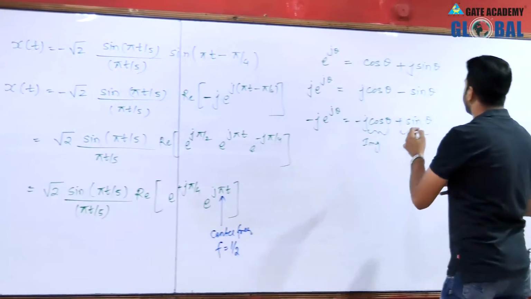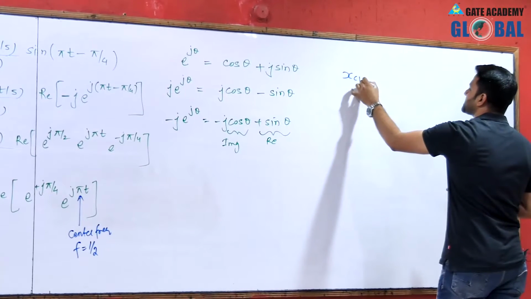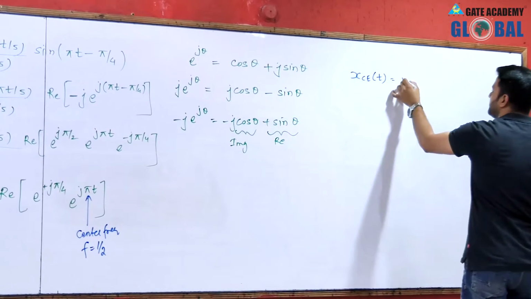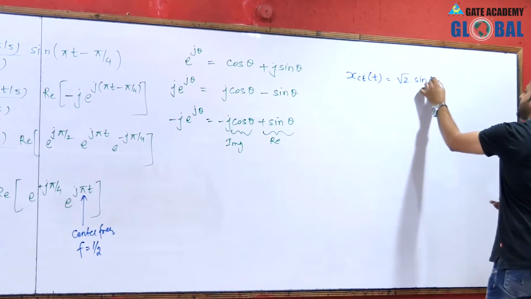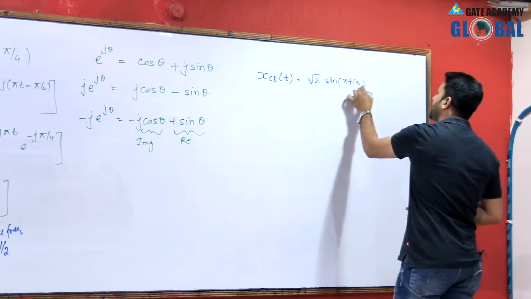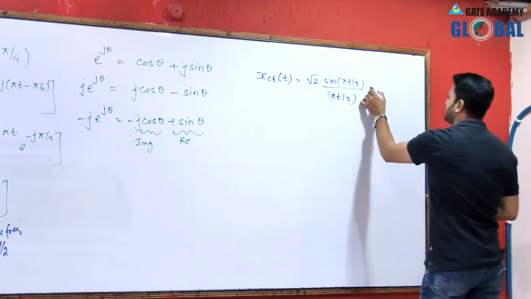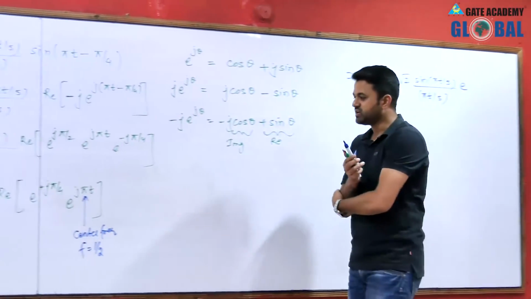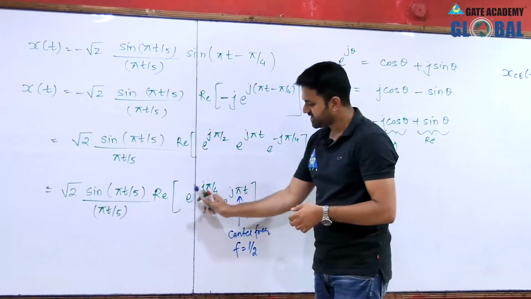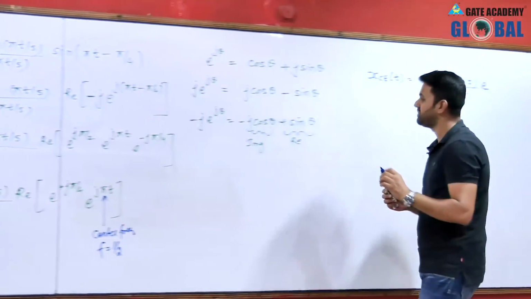So now if I write the complex envelope xCe of t, then we have root 2 sin pi t by 5 divided by pi t by 5, and the coefficient of e to the power j pi t, the coefficient of e to the power j pi t is e to the power j pi by 4.